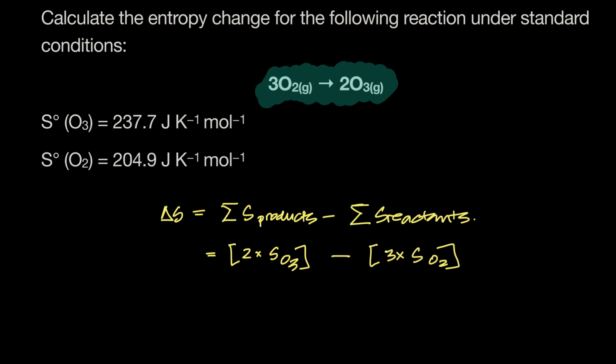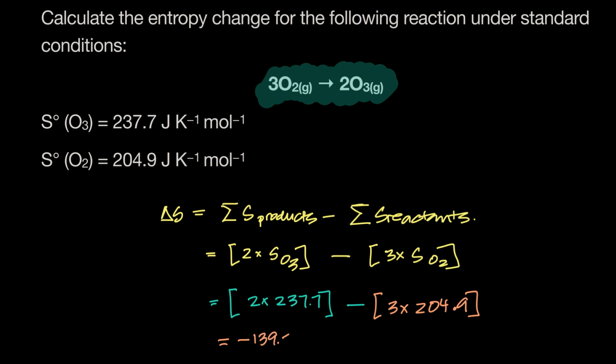So the products are 2 times 237.7 minus the reactants, which is 3 times 204.9. And then you add them up and you get the answer. This comes out to minus 139.3 joules per Kelvin per mole. And by the way, this is a decrease in entropy. You can predict that because 3 moles of gas are making 2 moles of gas, so there's a decrease in entropy. And the delta S is exactly that.